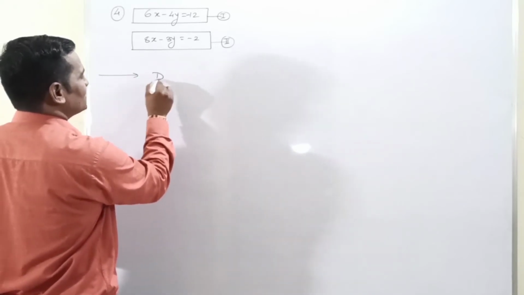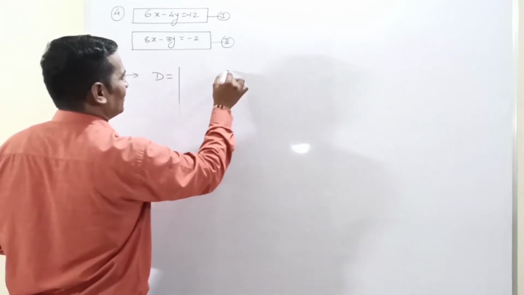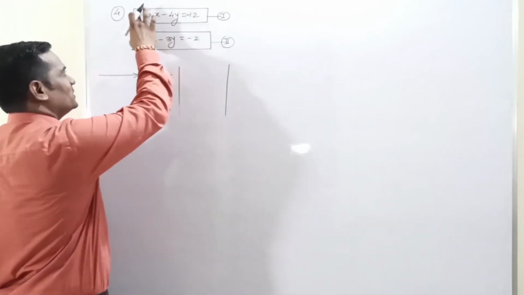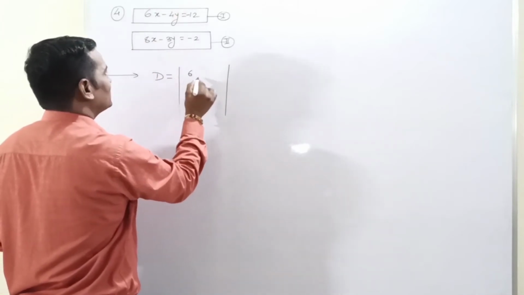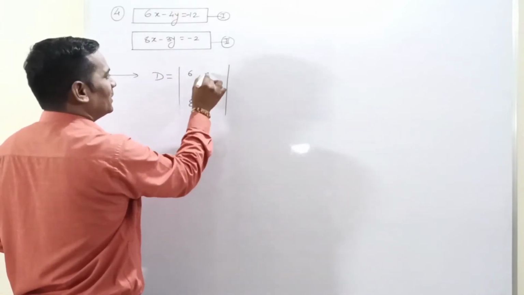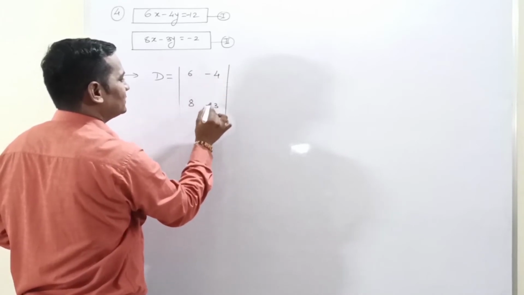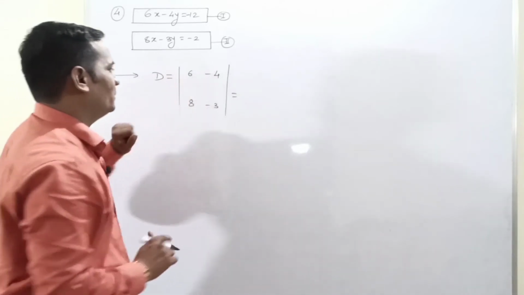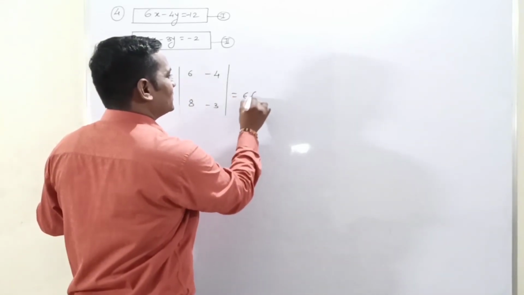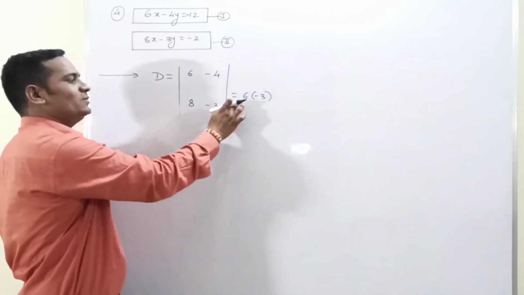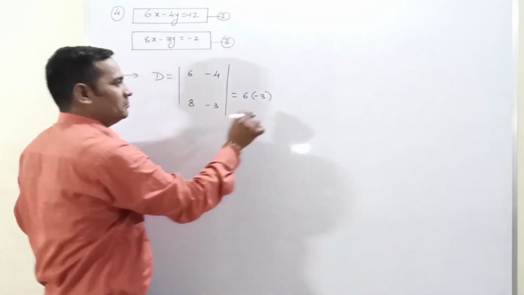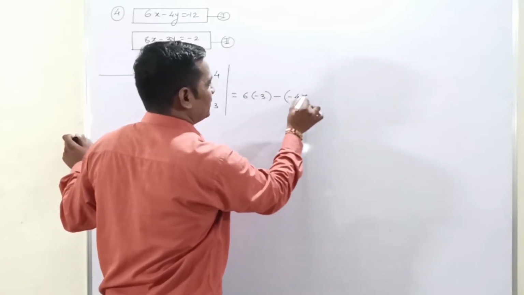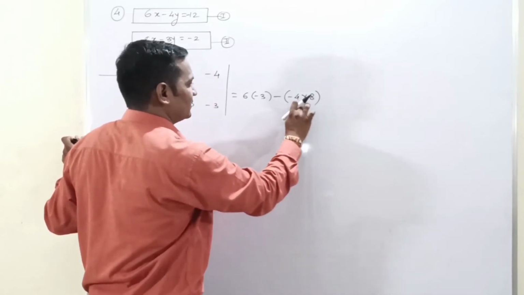For that purpose, let's first find the value of D with the help of a determinant. The coefficients of the first term are 6 and 8 in a column, and then minus 4 and minus 3. Let's solve the determinant by cross multiplication: 6 into minus 3, minus, minus 4 into 8.